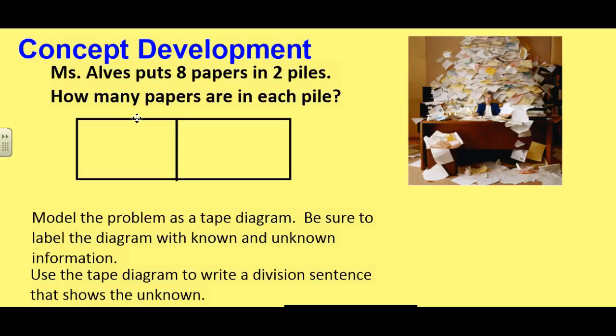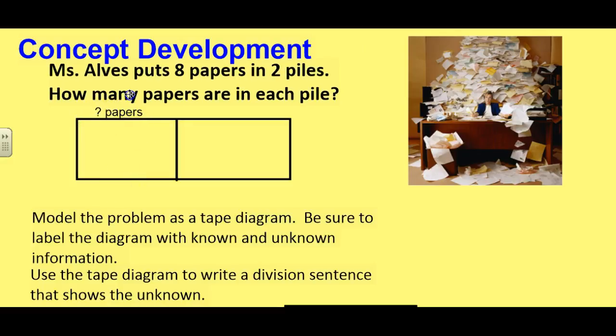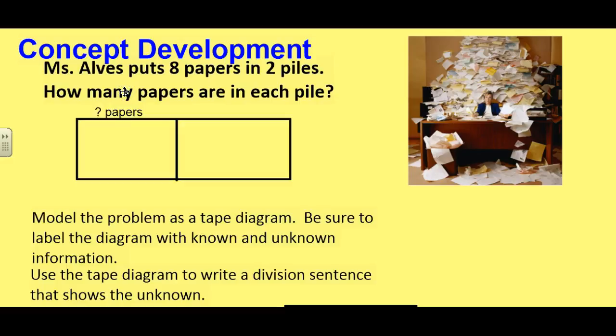Okay, so according to the problem, we do not know how many are going to be in the group. So we don't know how many papers are going to be in each group. So we don't really know what this group stands for yet. So this is going to be where our question mark goes. We do not know how many papers. So up above that part of your tape diagram, I want you to put question mark papers because that is what we do not know yet.